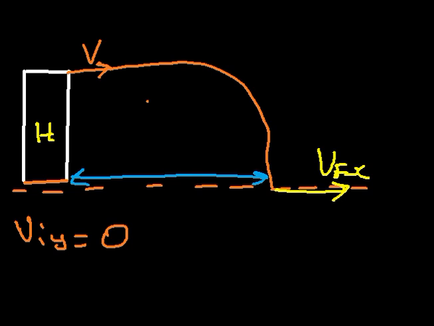Now how should we get the final velocity as the object is going to strike the ground along the y-axis?